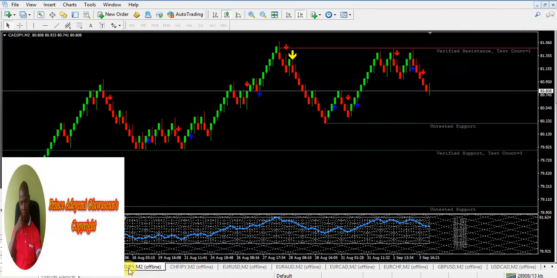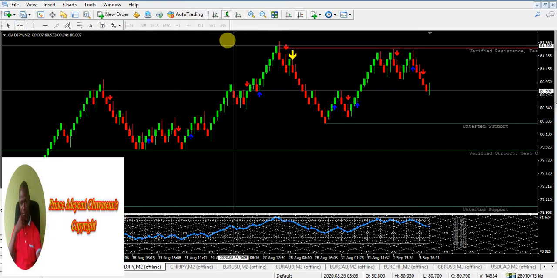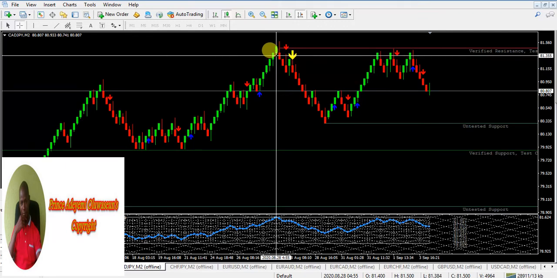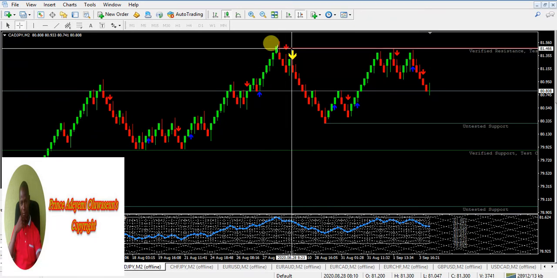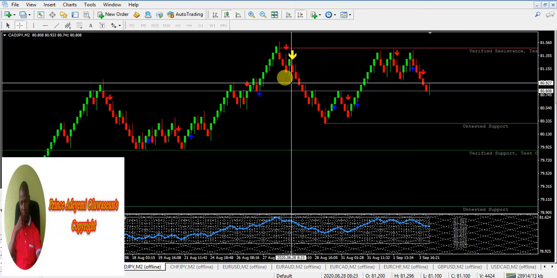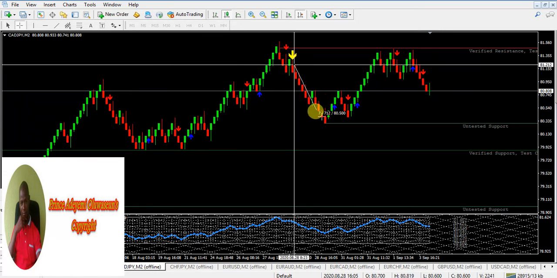Let's check CAD JPY. Cool. Look at this CAD JPY right now. It's overbought here. Now wait for the arrow to appear for the entry. So the arrow appeared here. When the arrow appears, then you enter the trade. You can see the trade got to this place, like 89 pips.